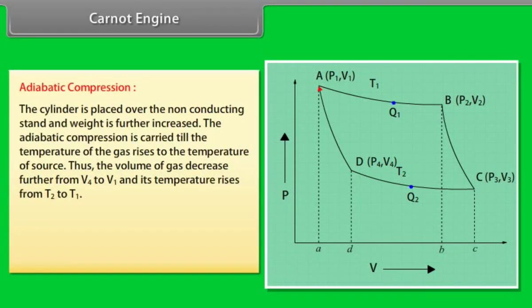The cylinder is placed over the non-conducting stand and weight is further increased. The adiabatic compression is carried on till the temperature of the gas rises to the temperature of the source. Thus, the volume of the gas decreases further from V4 to V1 and its temperature rises from T2 to T1. In a Carnot cycle, efficiency is given by Q1 by Q2 equals T1 by T2.